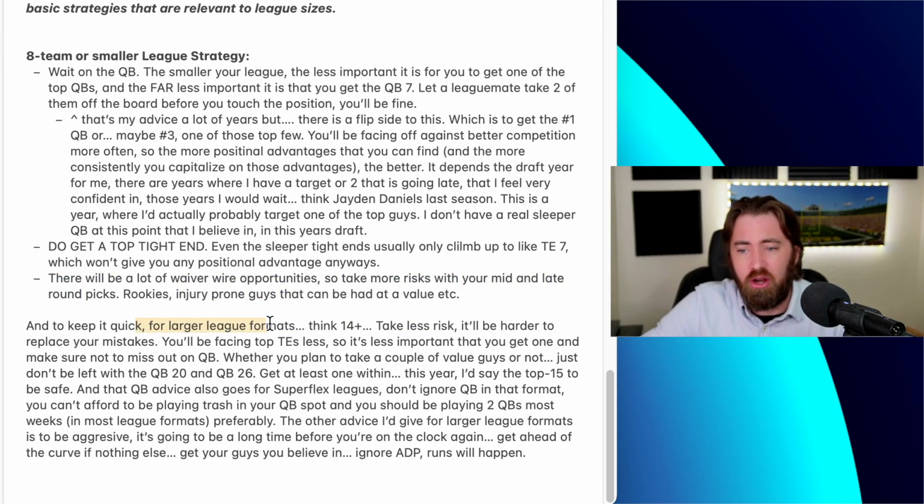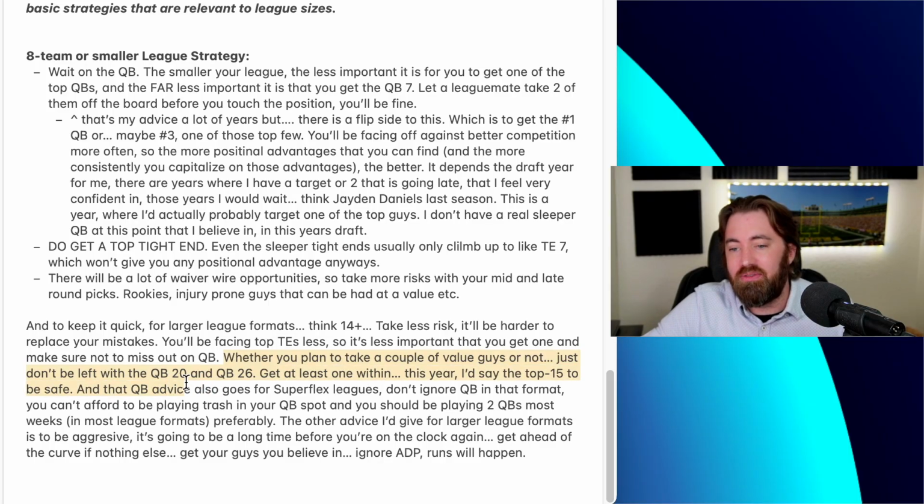So to keep it quick, for larger league formats, thinking 14-plus team leagues, you're going to want to do the opposite of that. You're going to want to take on less risk because it's going to be harder to replace any of your mistakes or bad luck, whatever it may be that happens throughout the season. You're going to be facing top tight ends less, so it's less important that you get one. Make sure not to miss out on a quarterback, though, in these larger leagues. Whether you plan to take a couple of value guys or not, just don't be left with the quarterback 20 and the quarterback 26 on your roster. I would argue to get at least one within what I'm arguing this year is the top 15 in order to be safe.